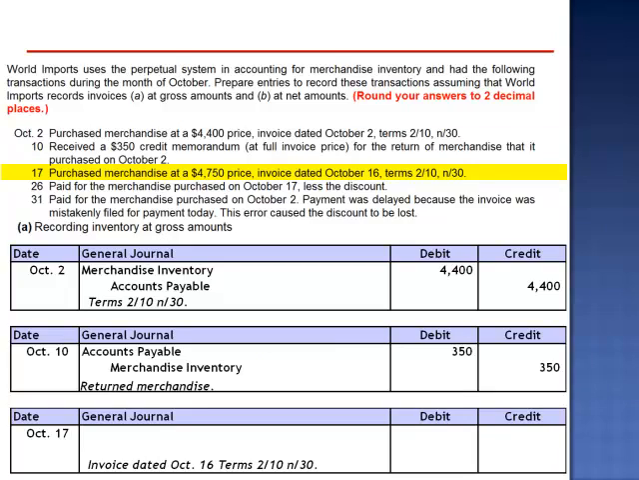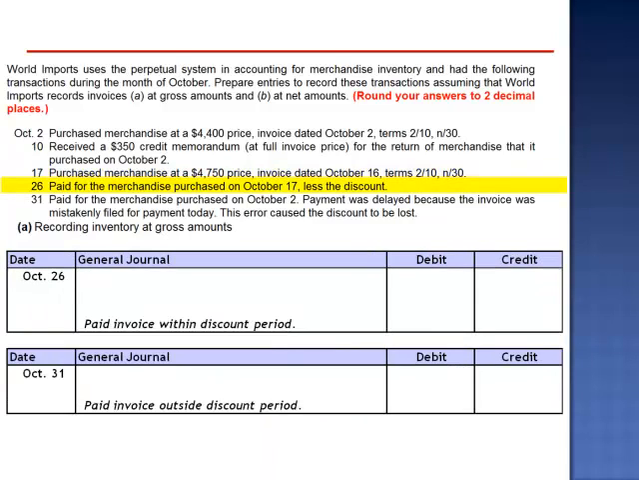October 17th, purchase merchandise at a $4,750 price. Invoice dated October 16th. Terms 2/10, net 30. Debit merchandise inventory for the full amount, $4,750, and credit accounts payable. October 26th, paid for the merchandise purchased on October 17th less the discount.